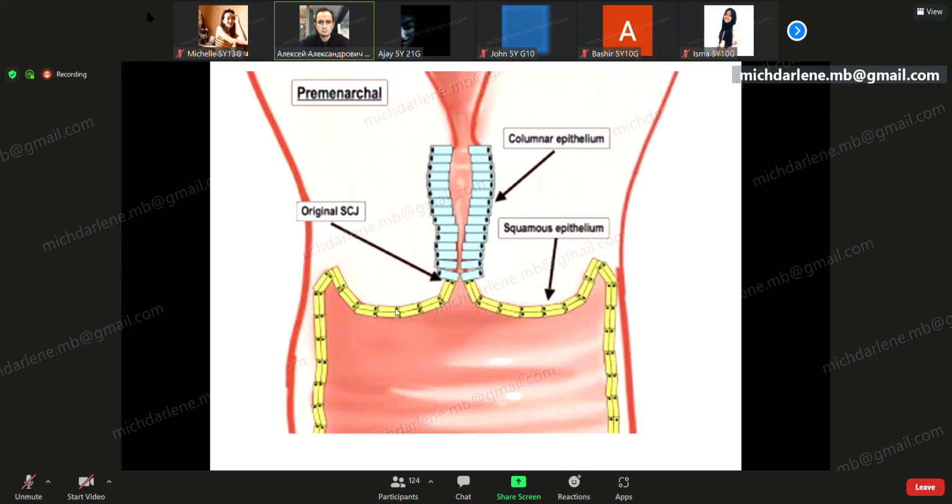After the starting of puberty, we can expect that the columnar epithelium should go inside the cervical canal, because squamous epithelium is the epithelium that can protect columnar epithelium against different affecting moments. And in all reproductive age, that epithelium should be inside the cervical canal.